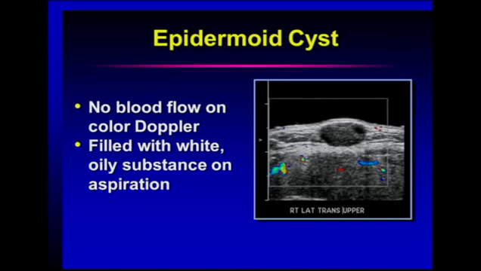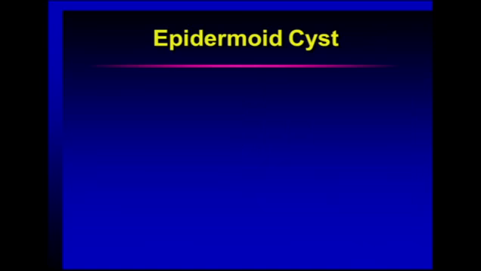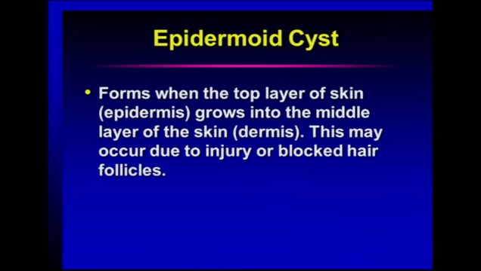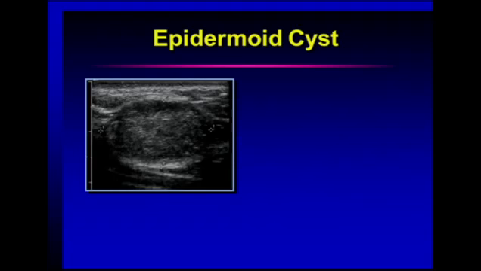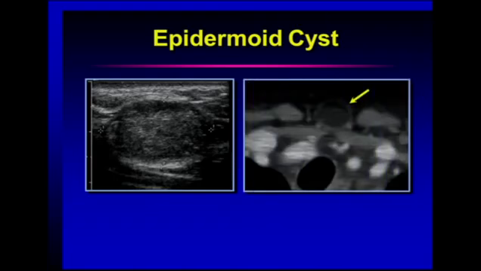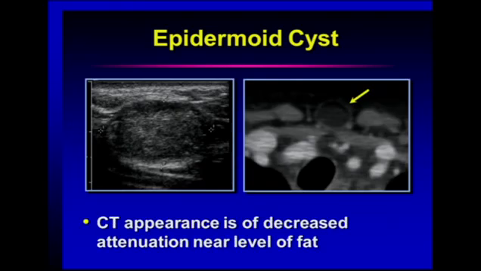We don't see that on this particular image, but this is due to the top layer of skin growing into the middle layer to form these epidermoid cysts and causing a blockage which forms the fluid-type component within it. They're usually asymptomatic, but if they rupture, they can cause significant discomfort. This cyst was fairly large. CT ended up being performed, which shows the fatty and oily nature of this substance, of decreased attenuation.